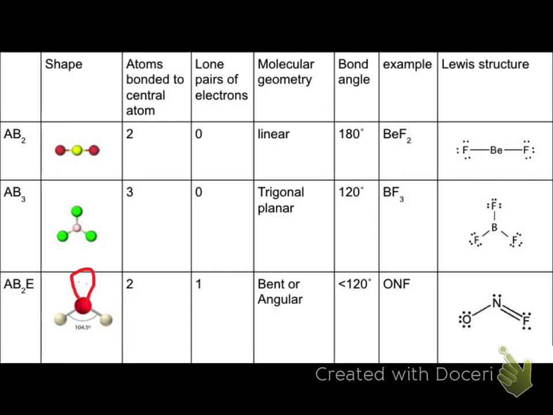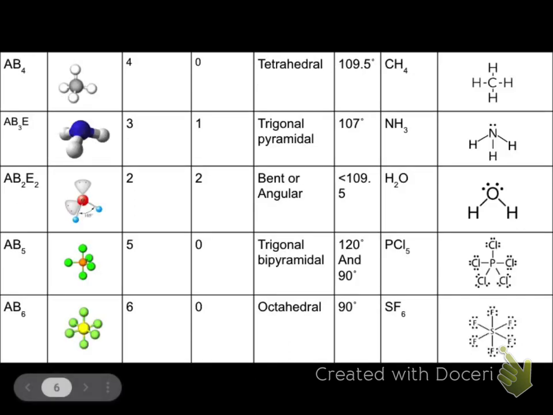You'll notice that we've included a double bond here because in VSEPR theory we treat double, single, and triple bonds the same way when we're discussing molecular geometry. Okay, let's move on to the next set.